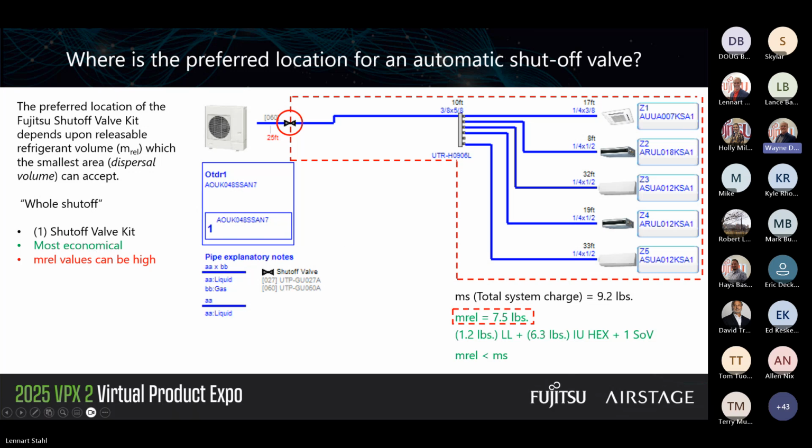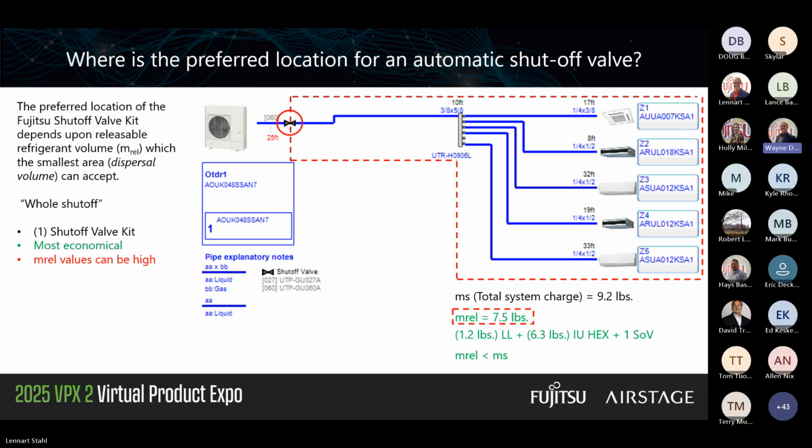If you look at the valve in the red circle, it will isolate all of the indoor units collectively, as well as all of their liquid line. On the lower right, we have the MS, that's the total system charge. Let's say it's given at 9.2 pounds. Factoring the cumulative charge between the 3/8 and 1/4 inch liquid lines, that's 1.2 pounds, 6.3 pounds for the indoor unit heat exchangers, and the shutoff valve itself, that comes up to about 7.5 pounds. So it's about 1.5 pounds less than total system charge.